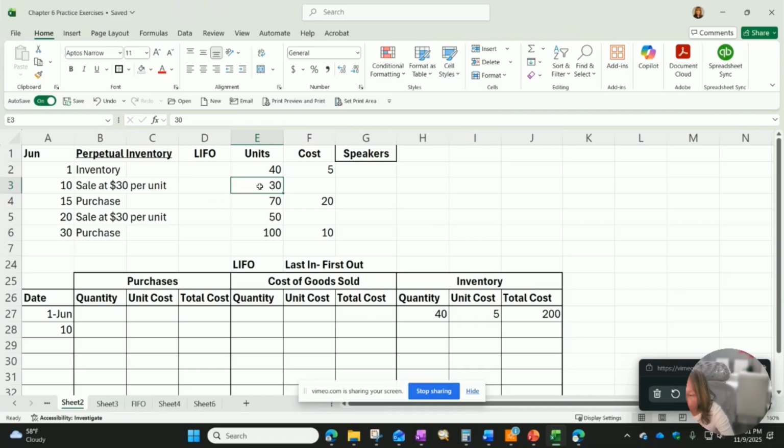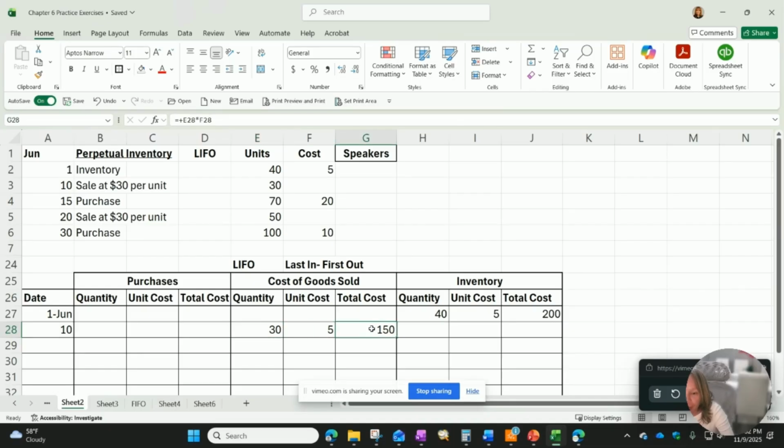Now on the 10th, 30 speakers were sold. We have to determine what the cost of those 30 speakers that were sold on the 10th is. So we only have 40 in the warehouse, and they cost $5. Therefore, that's the cost of those 30 units. We're taking them out of the 40. Those 30 speakers came out of the 40 that were already in the inventory. And the cost of goods sold for those 30 speakers is $150.